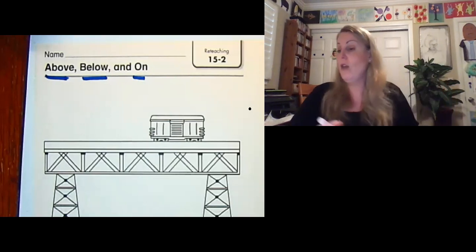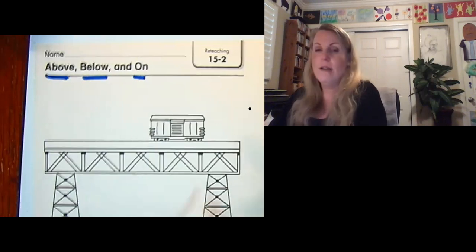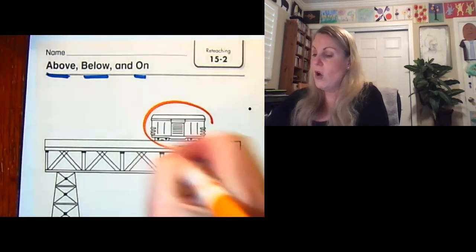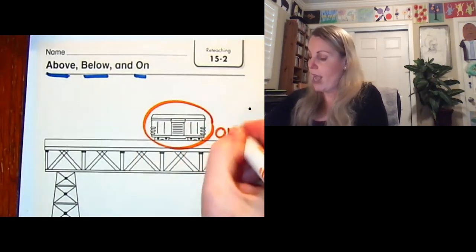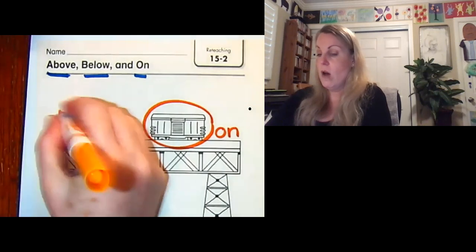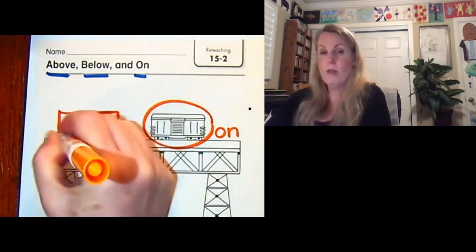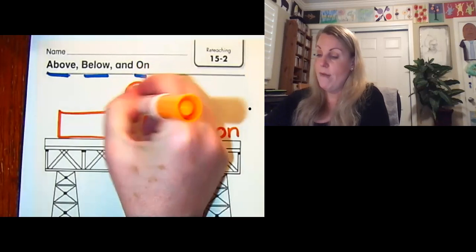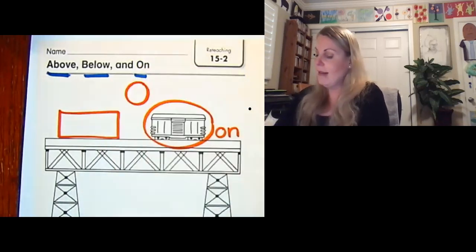And I'm going to have you look and see. And let's look at this train. Now, this train, when we look on it, it is on the train track, right? O-N. Then I want us to go ahead and we're going to draw a rectangle on the train track. So it's right on there. It's on, right? Now I want you to go ahead and draw a circle above the bridge. And the last thing that I want you to do is I want you to draw a triangle below.